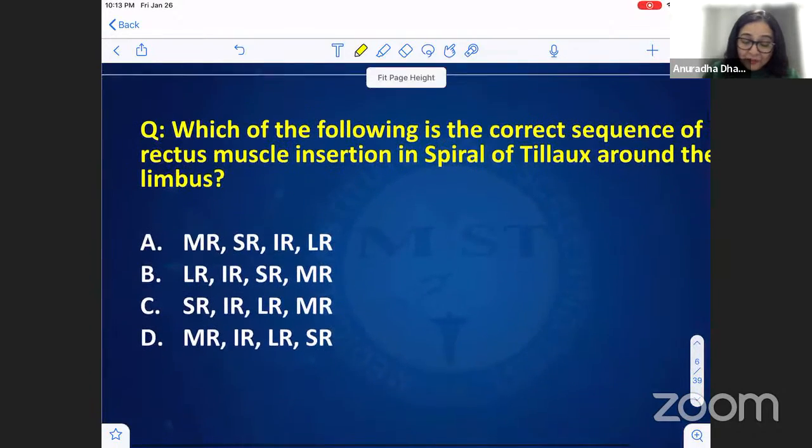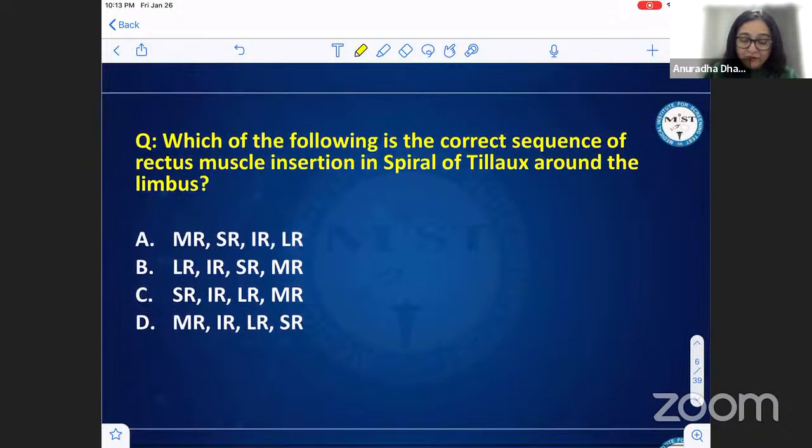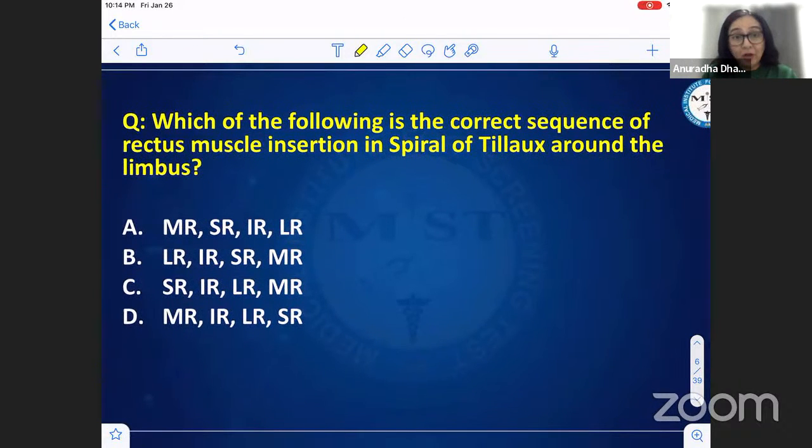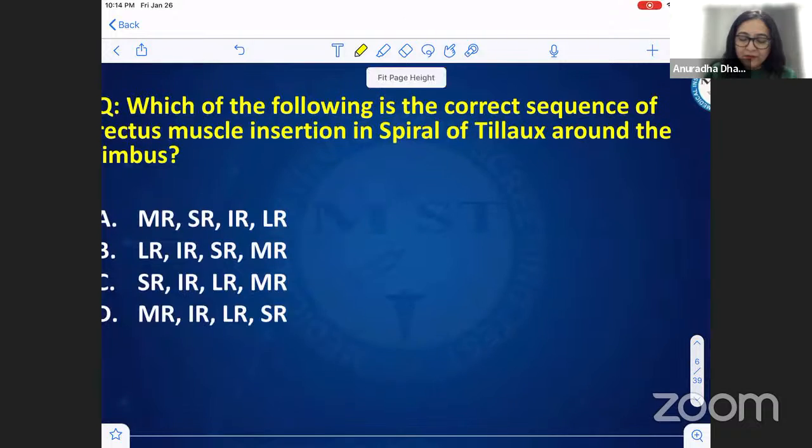Now, moving to the next question, which in my opinion was relatively new in the FMGE exam. Here they asked a question related to an important topic, your extraocular muscles, but this time about the anatomy of the muscles. The question was something like: which of the following is the correct sequence of rectus muscle insertion around the limbus? Maybe they also put the term spiral of Tillaux. Even if it was not mentioned, the correct sequence of rectus muscle insertion around the limbus is what they want to ask you.